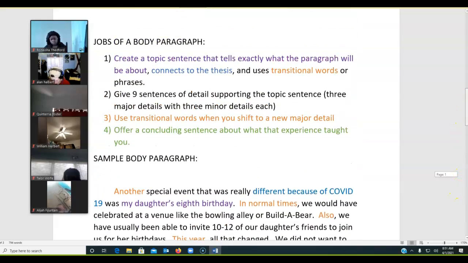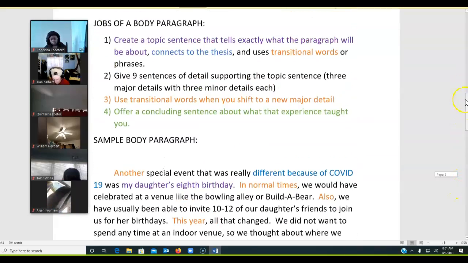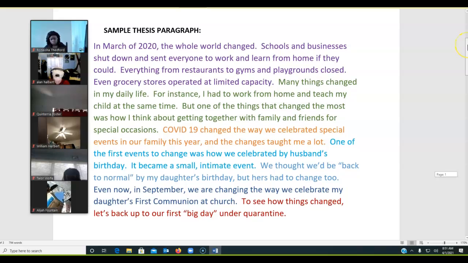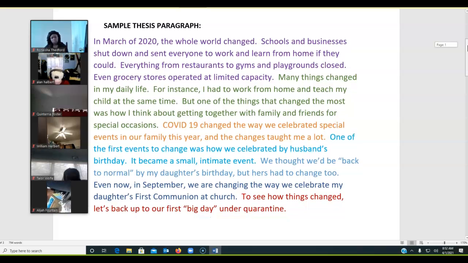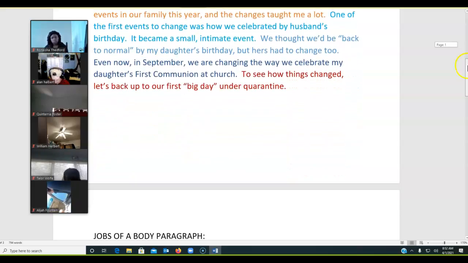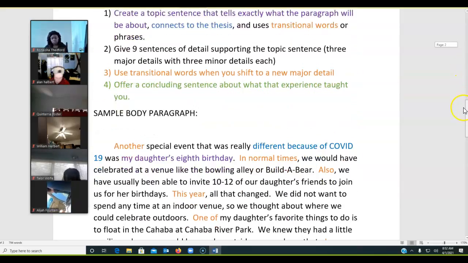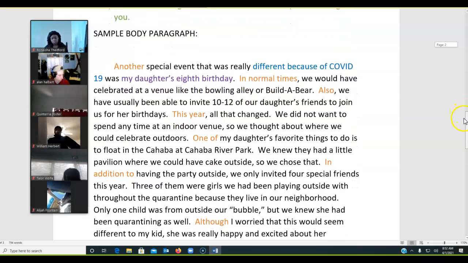In each of these, you have examples of the paragraphs in action, and your thesis paragraph should be no shorter than these samples. Okay? So go ahead and use these samples. Again, we're on a different topic, but we are using the same thing.